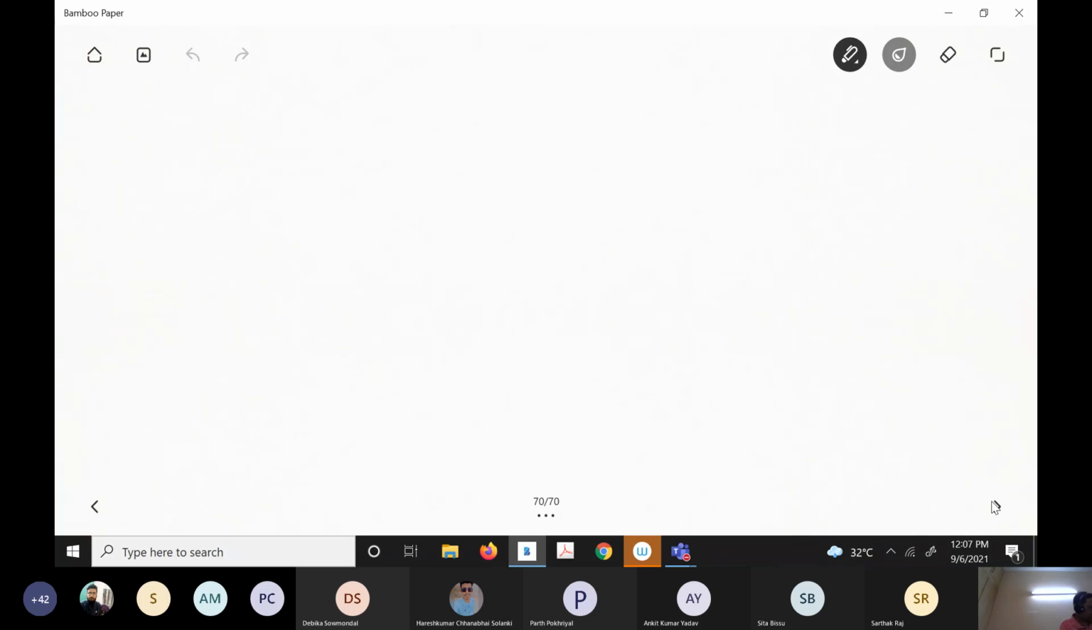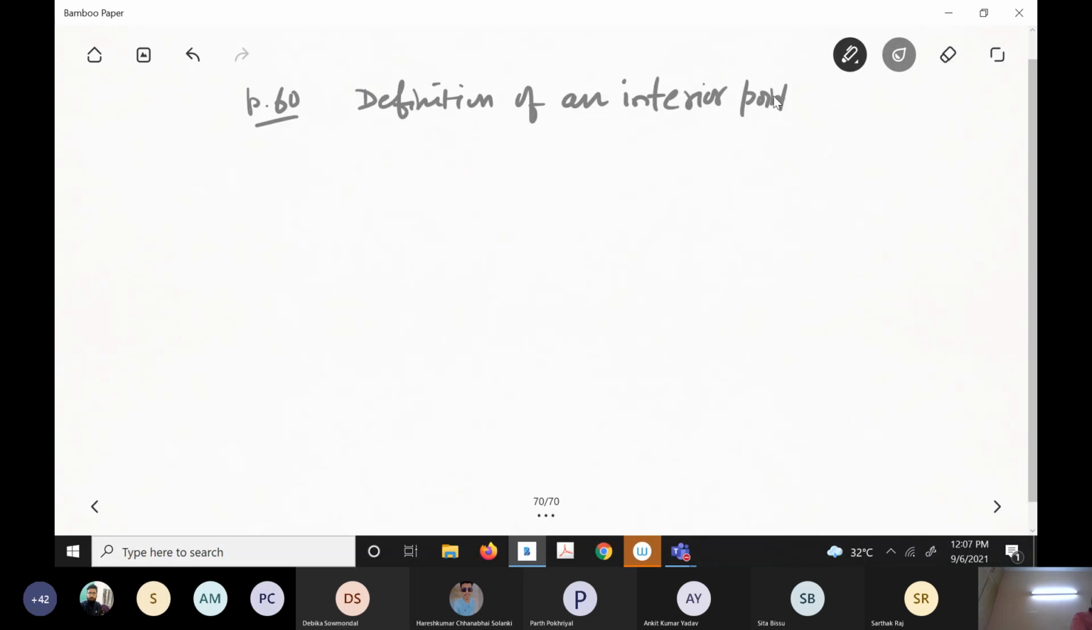Now I'm coming back to page 60, that definition of an interior point. Look at page 60, the top definition. I said there exists R greater than 0, and I wrote that R depends on big A. That's a mistake. It's a small a. So you're starting with small a.